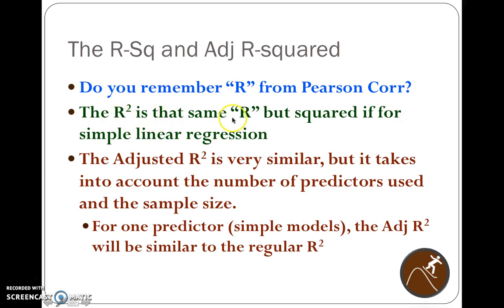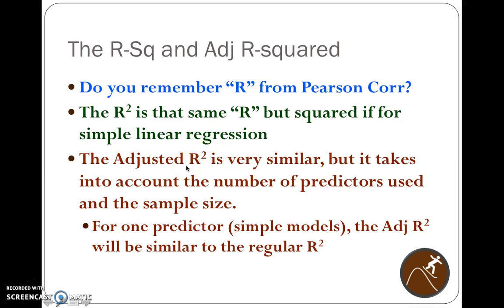Well, the r square is the same r, but we're just squaring it. So if it's a simple linear regression, just one variable, that r is going to be the same thing that we use to calculate the r square. And the software does it all for us.